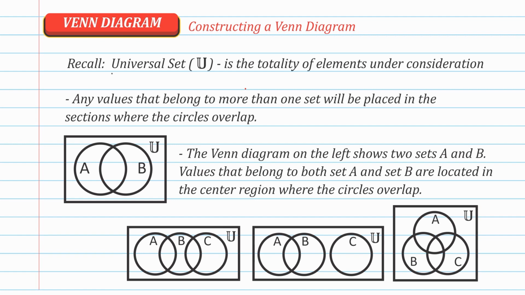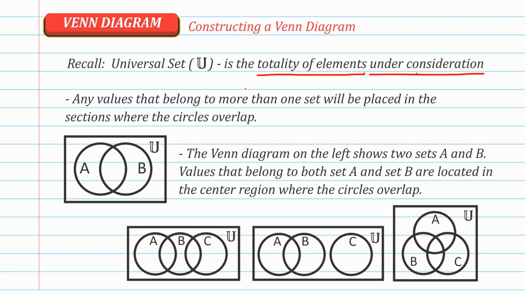Let us recall the universal set. Remember, ang symbol for universal set is the capital U. Now, what is the universal set again? It is the totality of elements under consideration. Meaning, sila lang yung kino-consider. Sila lang yung pinag-uusapan. Example tayo.